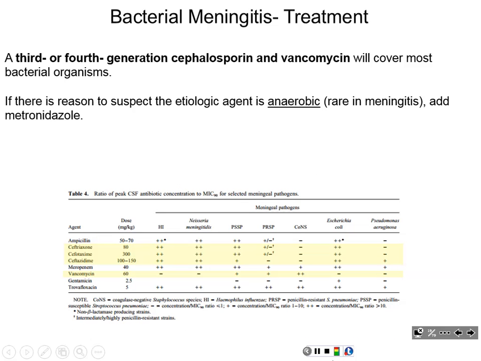So we're going to treat with a 3rd or 4th generation cephalosporin and vancomycin. If there is reason to suspect that you might have a weird case of meningitis that has an anaerobic etiology, maybe your patient came in with otitis and then meningitis, then we can also add metronidazole, but that's not going to be common.